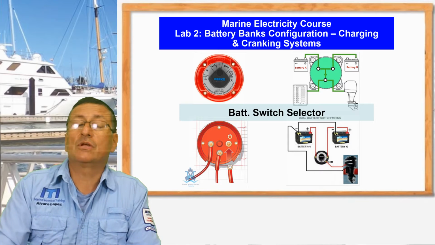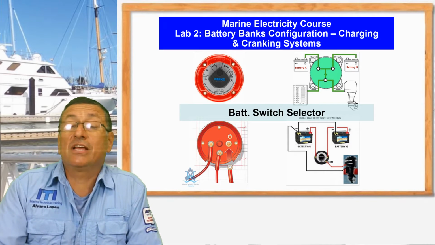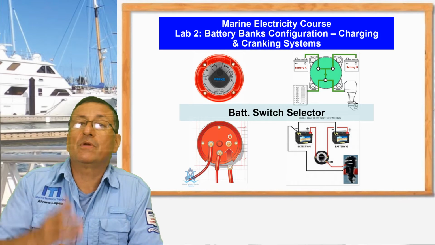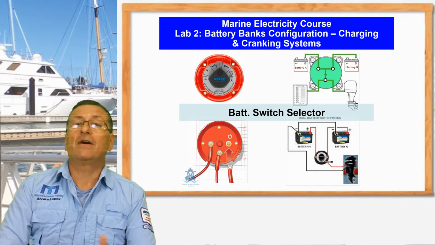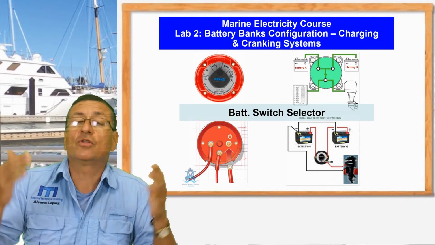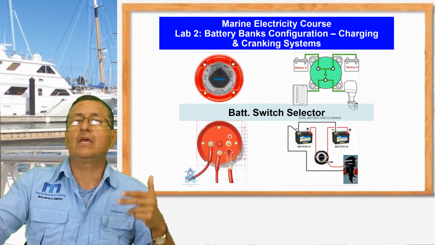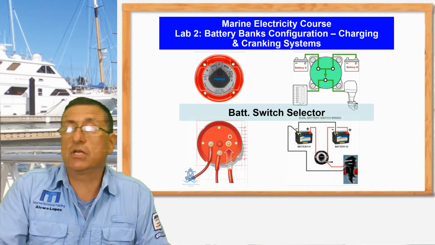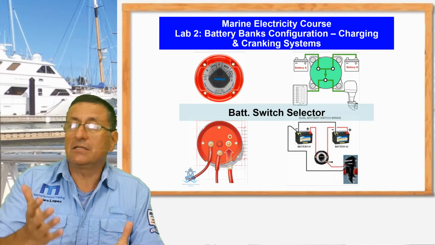Okay, in this laboratory we are going to refresh the connection with your instructor about the battery switch selector, and we are going to check the procedure to verify if the battery switch selector is in good condition. It's basically with continuity. Check with continuity if position A, position B, or the parallel position is working. This is the battery switch selector.